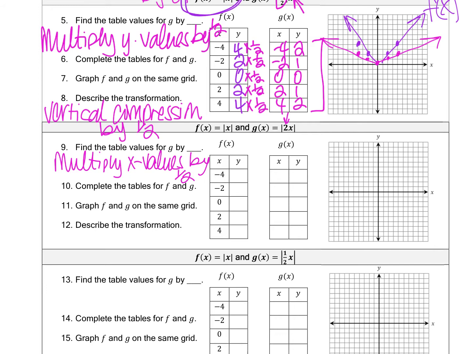Okay, so filling in my parent function, still using the same one, absolute value of x. And then what we're going to do to get function g is we're going to multiply our x's by a half. So that would be a -2. That would be a -1. That would be 0. And then 1 and 2. And then our y's are going to stay the same. So 4, 2, 0, 2, 4.